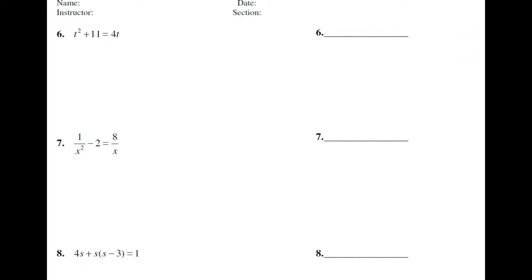For number 6 here, again we have to put it in standard form in order to get our A, which will be 1. This is going to come over, and that'll be a -4, so B is a -4. C is going to be 11, and this equals 0. Again, we did one just like that. Let's go on to 7.